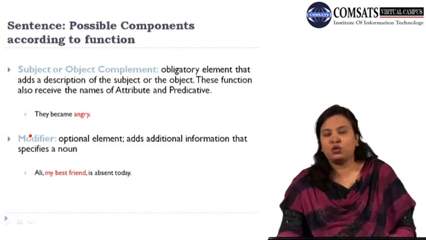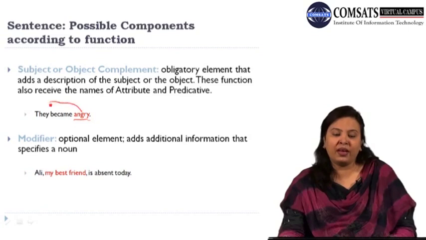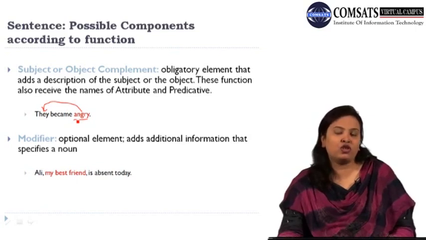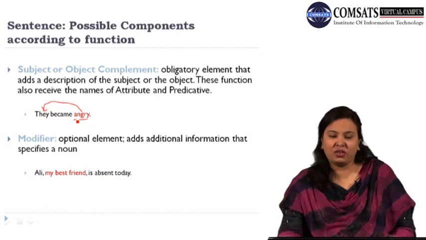So these functions also receive the names of attributes and predicatives, like, they became angry. Now angry is something which I am talking about. Who became angry? They. So angry is telling me something about the subject, so it is a subject complement. So this way we can have additional information about subject and object within sentences, and we call them complements because they have a complement function.